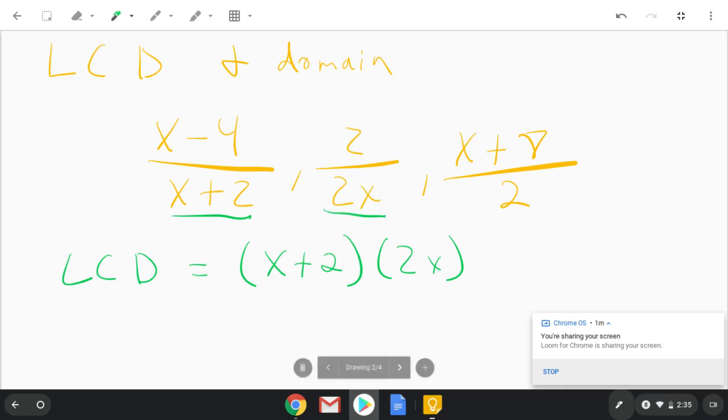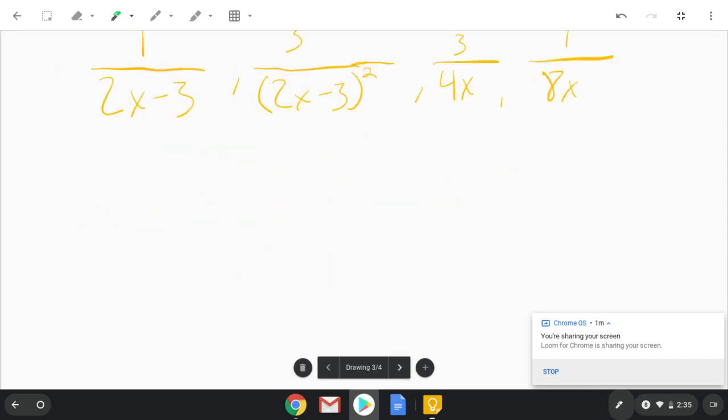That's it. x plus 2 will divide evenly into this. 2x will divide evenly into this. And we don't have to include an extra 2 because 2 will divide evenly into this part. So it's as small as we could make it so that all of those denominators divide evenly into it.